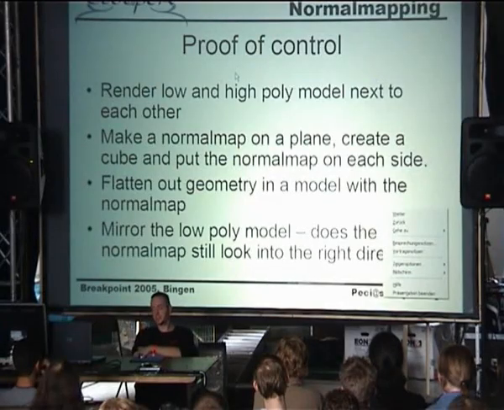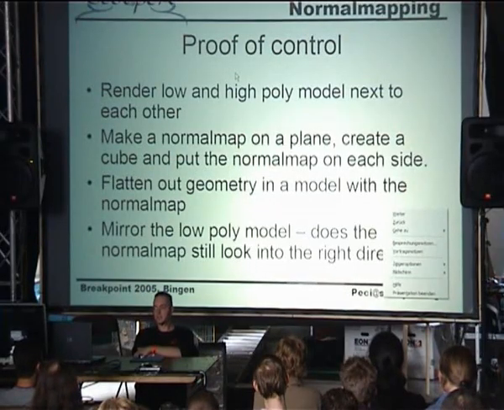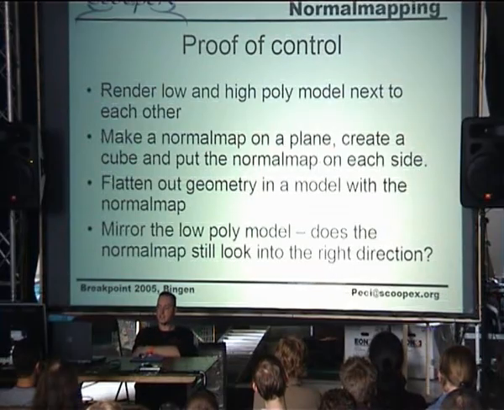It has had some strange artifacts, and sometimes I wasn't sure. It seemed like the light was coming from the wrong direction sometimes. So I came up with a kind of list to prove that I can work with normal mapping. The first thing which really helped was a small application I wrote which rendered the low poly model with a normal map next to the high poly model, and then I could move the light around in the camera, and I saw that the lighting completely fits the low poly model.